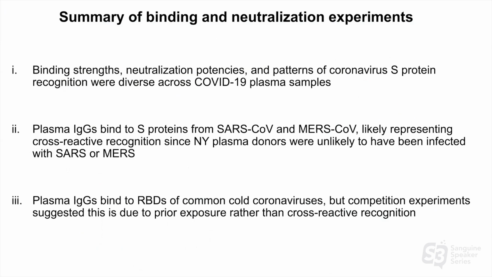What we found was people's plasma IgGs would bind to the spike proteins from SARS, conventional SARS, and also MERS, and that likely represents cross-reactive recognition, since plasma donors from New York were, of course, unlikely to have been infected with either SARS or MERS. They also bound the receptor binding domains of the common cold coronaviruses, but we did competition experiments to show that this was due to common exposures. So within the plasmas of these people who had had COVID-19, they still had antibodies to common cold coronaviruses.